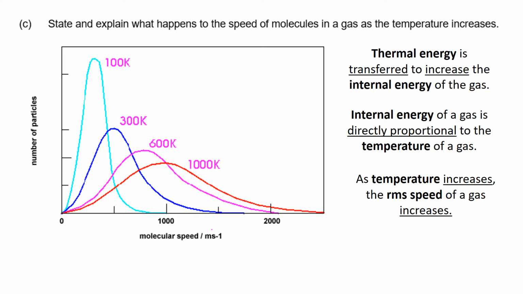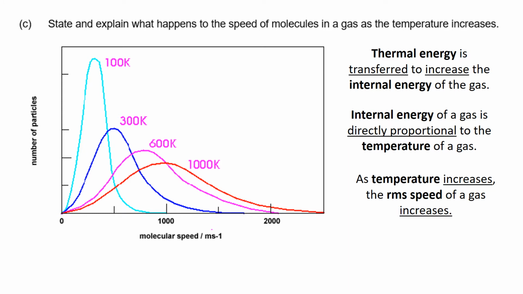And we could use some of the equations to illustrate this. So hopefully you've seen things like the internal energy is 3/2 nKT, for example. And that would also be the sum of all the kinetic energy. So we can use that too. But essentially this question's asking you about this graph.